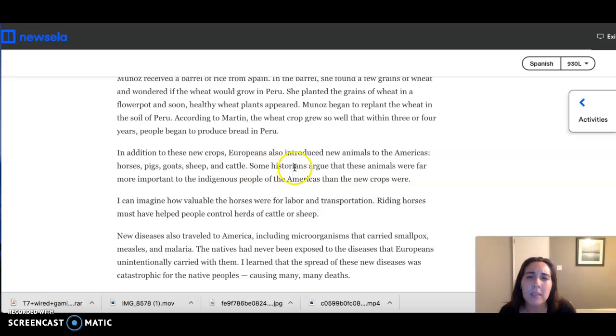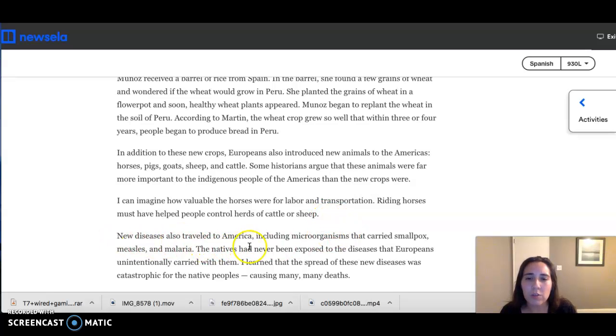In addition to these new crops, Europeans also introduced new animals to the Americas: horses, pigs, goats, sheep, and cattle. Some historians argued that these animals were far more important to the indigenous people of the Americas than the new crops were. I can imagine how valuable the horses were for labor and transportation. Riding horses must have helped people control herds of cattle or sheep.